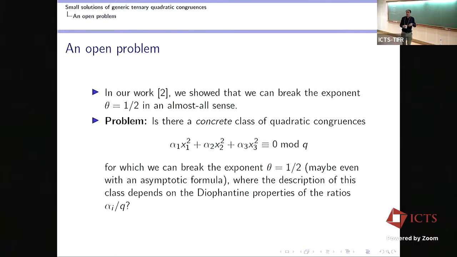So then I want to formulate a concrete problem. Is it possible to find a concrete class of quadratic congruences, but an interesting class, for which we can break this exponent 1/2? So when we have certain conditions, if possible Diophantine properties of these coefficients, can we then predict the existence of a solution with height much less than q to the 1/2? Here we have talked only about an average result, so an almost all result. We would like to find a concrete class for which we can show that.